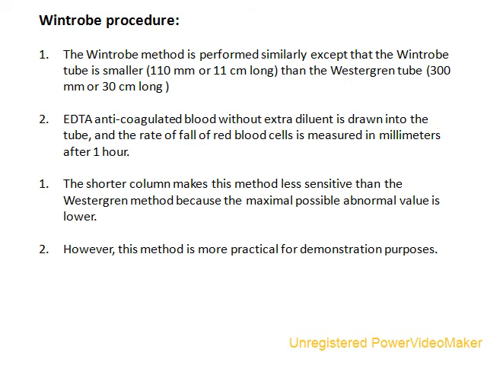Now, the anticoagulant used here is EDTA. We use EDTA here, compared to the Westergren method, where we use sodium citrate. So what is the disadvantage of using Wintrobe over Westergren? The shorter column makes this method less sensitive than the Westergren method because the maximum possible abnormal value is lower. However, this method is more practical for demonstrating the process.